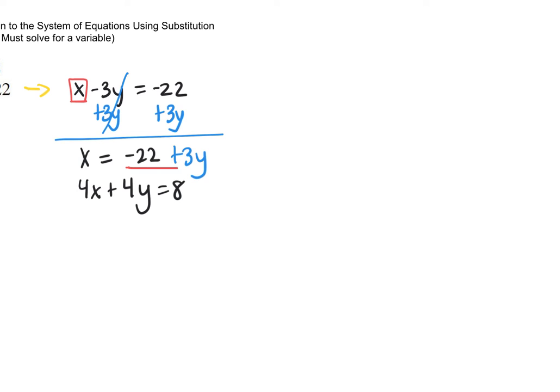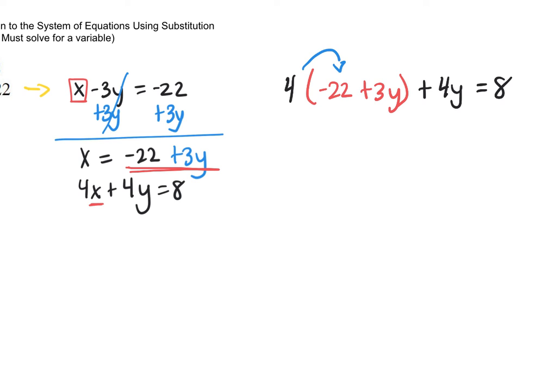And now everywhere I see x, I will replace that with the expression. So I have 4 times negative 22 plus 3y. Then we're left with plus y plus 4y equals 8. Then we're going to distribute. So 4 times negative 22 will be negative 88. 4 times 3 is 12y plus 4y equals 8.